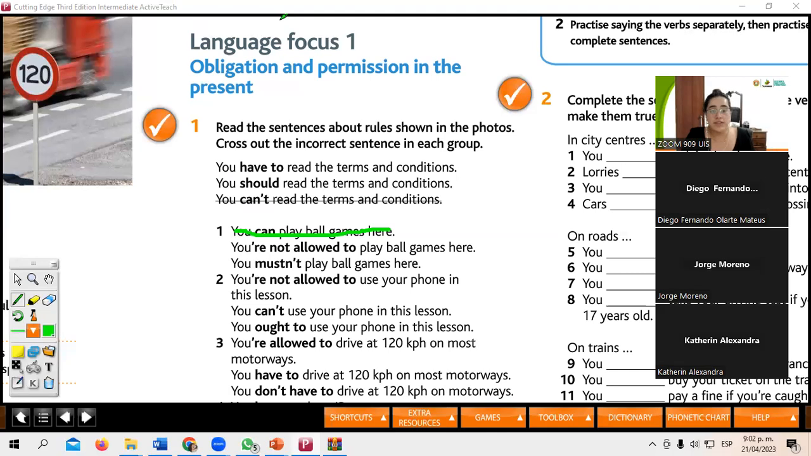You're not allowed to use your phone in this lesson. You can't use your phone in this lesson, or you ought to use your phone in this lesson. You ought to use. Ought to, yeah, this is the incorrect one in this case.